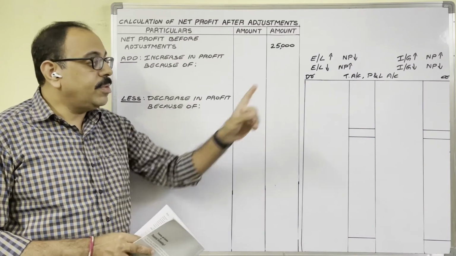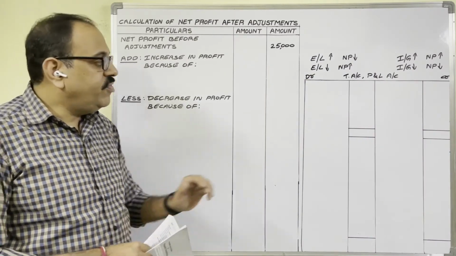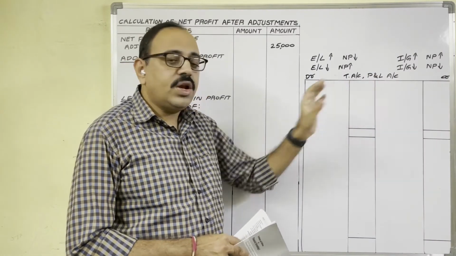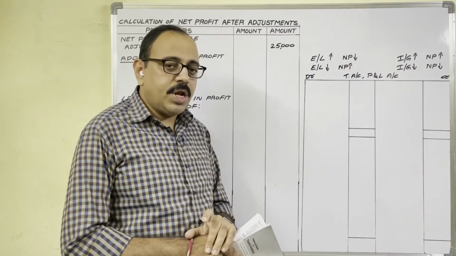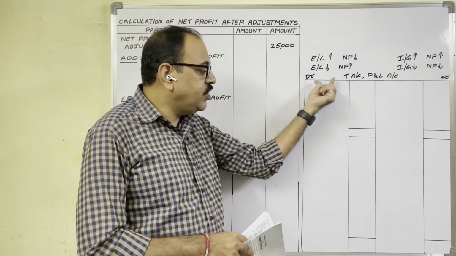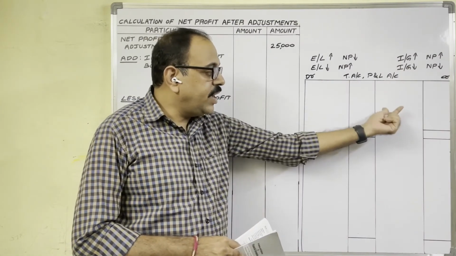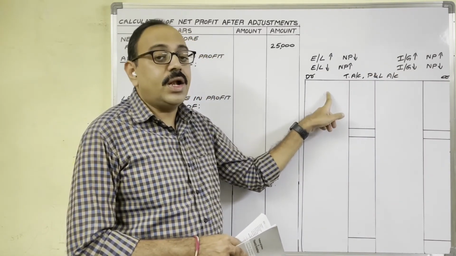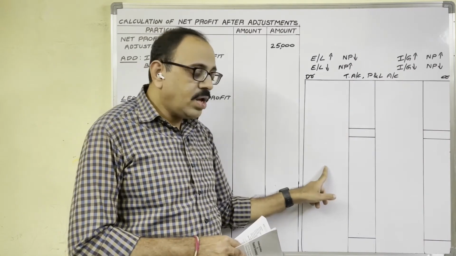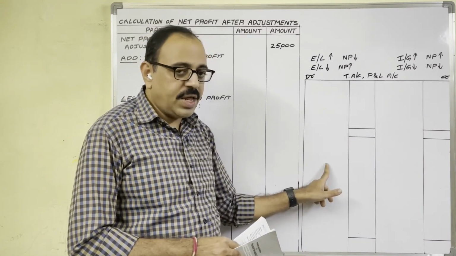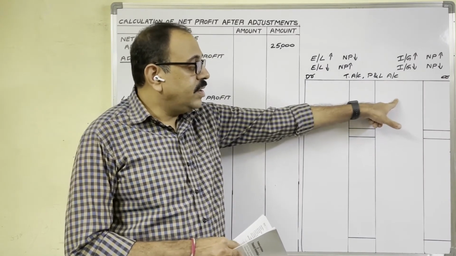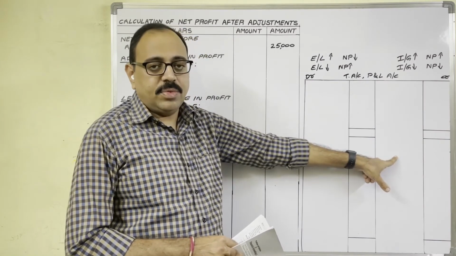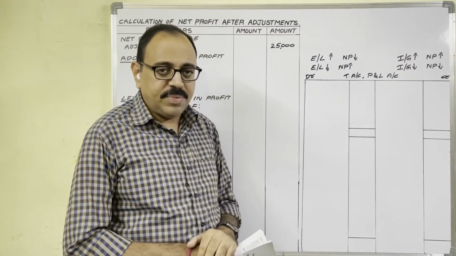For that, you have to remember these important points. When we prepare trading account and profit and loss account, these two accounts are nominal accounts. As per the nominal account rule, expenses and losses we show on the debit side, incomes and gains on the credit side. In trading account debit side, direct expenses and direct losses. In profit and loss account debit side, indirect expenses and indirect losses. Credit side, direct income, main income. All other incomes, indirect incomes, in P&L account on the credit side.